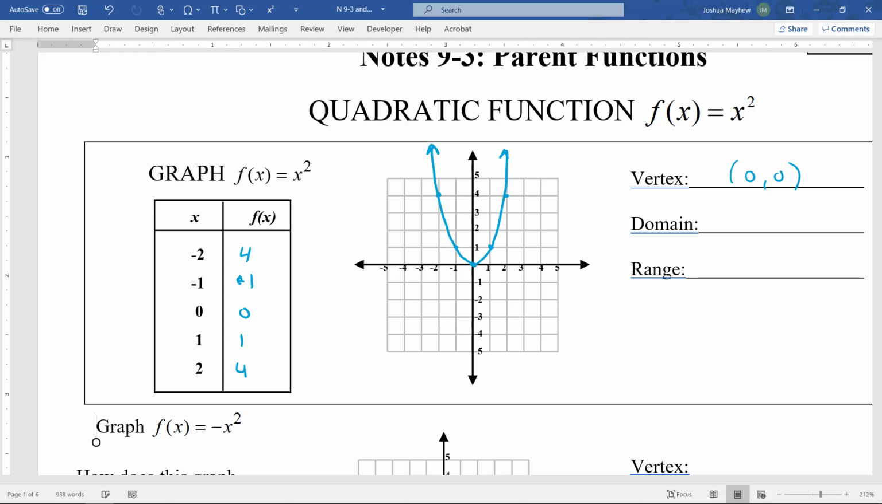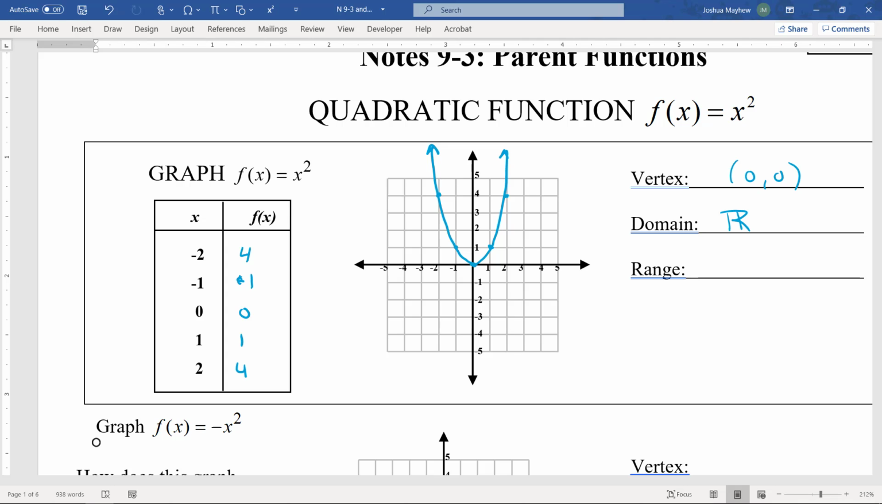Now we are going to state the domain and range. Recall the domain is the x values. Okay, so what x values does the graph touch? Well, it does technically go on forever, left and right. So the domain is all real numbers.